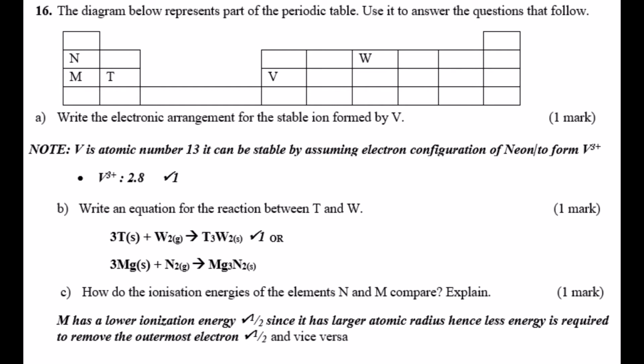For part C, the ionization energy of N and M, you're supposed to compare. With this, M has a larger atomic radius, and that tells you M has a lower ionization energy. The way the radius and the ionization energy are connected is that if an atom, a metallic atom, is larger, it means the outermost electrons are very far from the nucleus. And that tells you the effective force of attraction between the outermost electron and the nucleus is minimal. So the larger the atom, the lower the ionization energy, and vice versa.